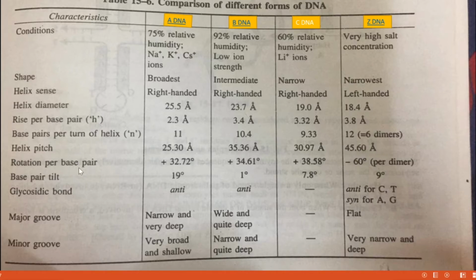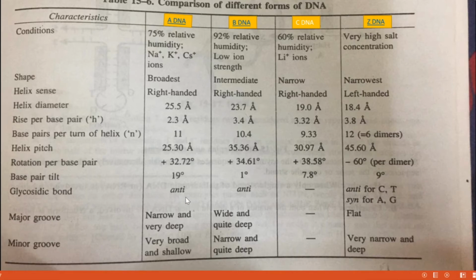The rotation per base pair, the rotation of one base pair with respect to the other one, is 32.72 for this one, 34.61 for BDNA, 38.58 degrees for cDNA, and minus 60 degrees for zDNA. Base pair tilt with respect to the helix axis is 19 degrees for this one, and for BDNA 1 degree, for cDNA 7.8 degrees, and zDNA it is 9 degrees.